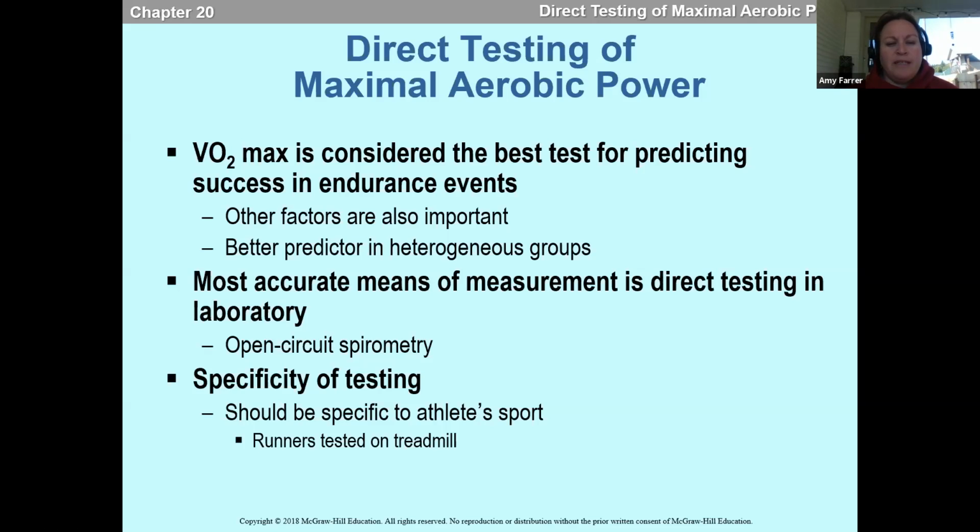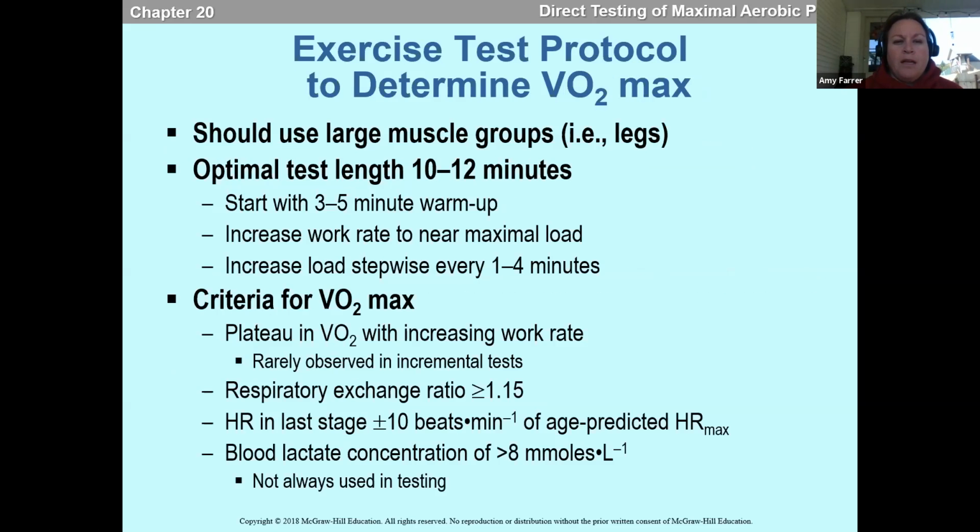The specificity of training is specific. Runners on a treadmill, bikers on a bike. Those are all going to be things that we have to look at. When we're looking at protocols to determine VO2 max, we should use large muscle groups, legs versus arms if it's an option. The optimal test length is going to be somewhere around 10 to 12 minutes.